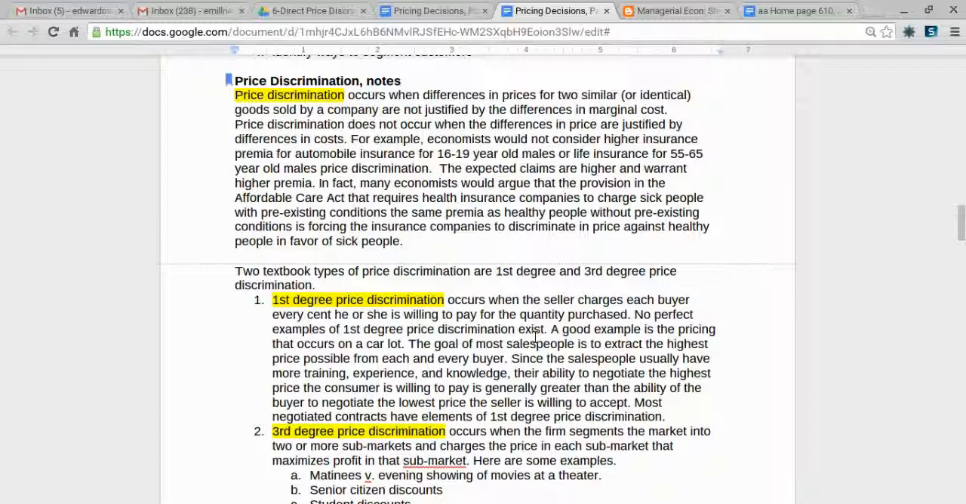price discrimination exist. A good example is the pricing that occurs on a car lot. The goal of most salespeople is to extract the highest price possible from each and every buyer. Since the salespeople usually have more training, experience, and knowledge, their ability to negotiate the highest price the consumer is willing to pay is generally greater than the ability of the buyer to negotiate the lowest price the seller is willing to accept. Most negotiated contracts have elements of first-degree price discrimination.